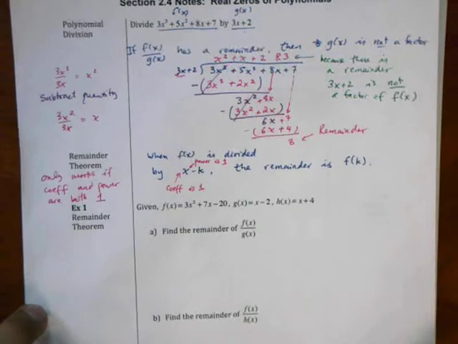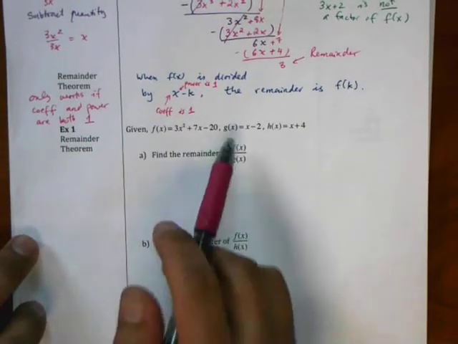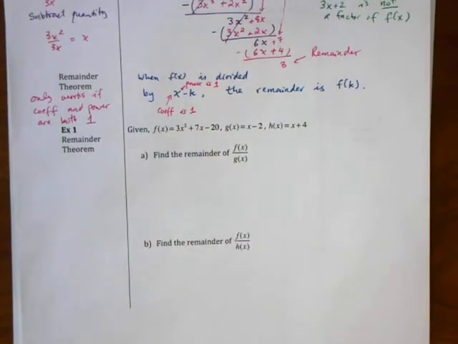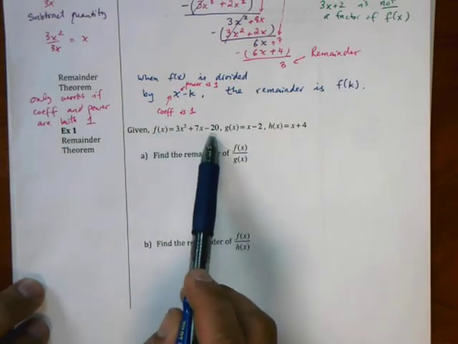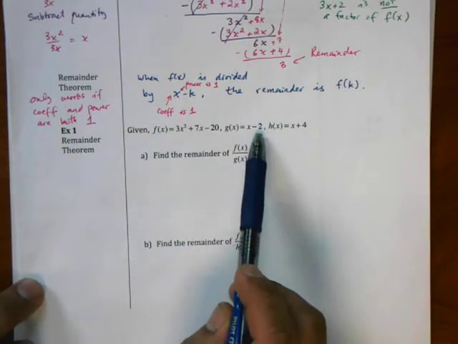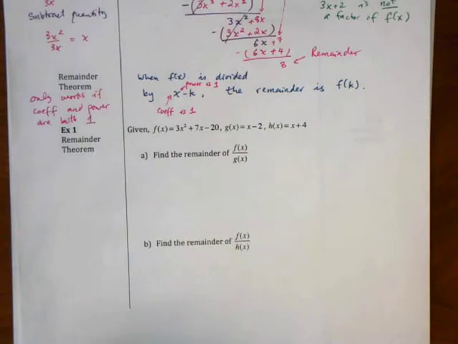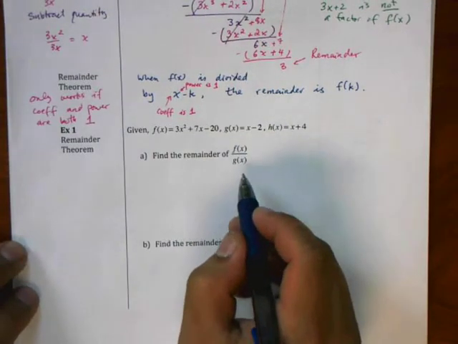But here, let's look at a couple other examples where the remainder theorem may apply. So let's check this out. I have f of x equals 3x squared plus 7x minus 20, and g of x equals x minus 2. Find the remainder of f of x over g of x.